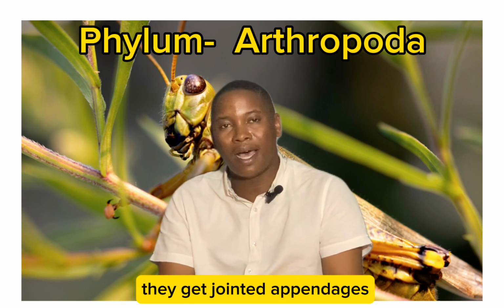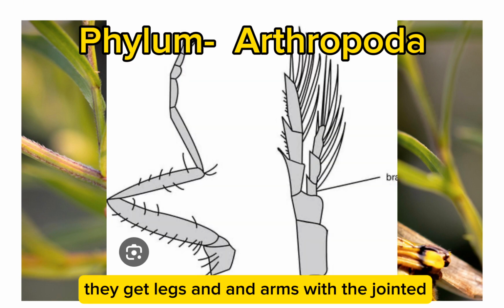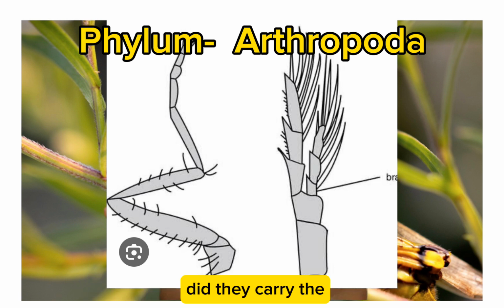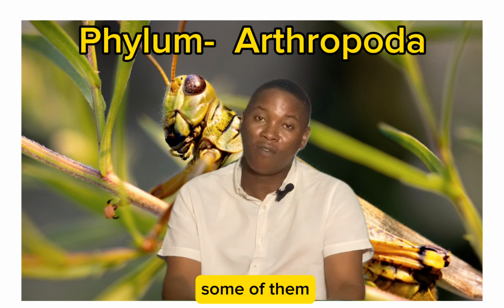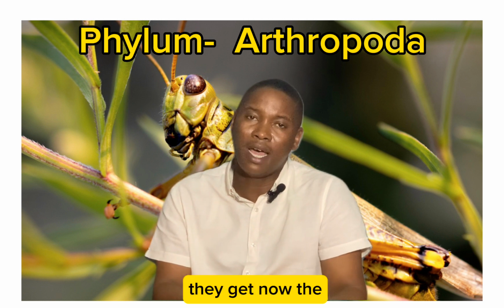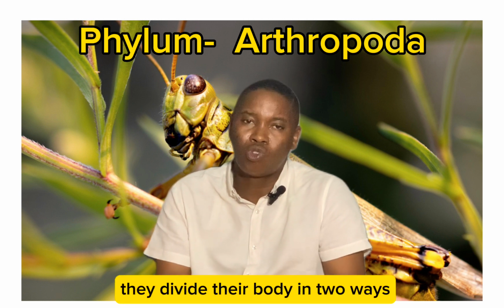They have jointed appendages. They have legs and arms that are jointed. And some of these legs and arms also carry hair. This hair they use for sensitivity. They use it to understand what is in their environment. This one is important. Now, the arthropods divide their body in 2 ways.